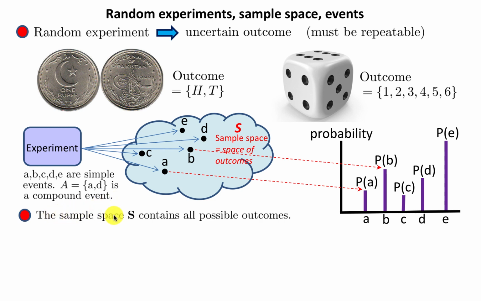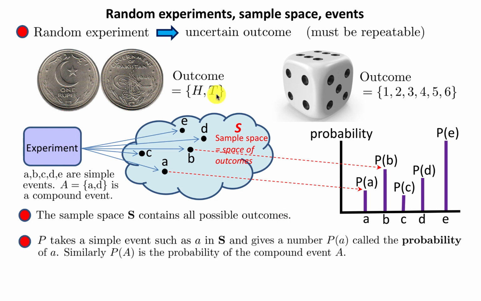The sample space S, drawn over here, contains all possible outcomes. So anything outside of this sample space will have probability 0. It cannot happen. Now, to put this mathematically, P is a mapping.